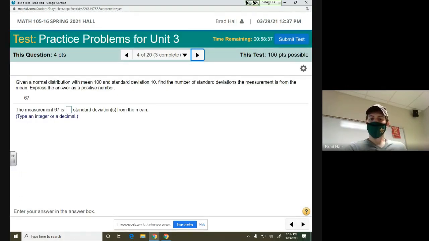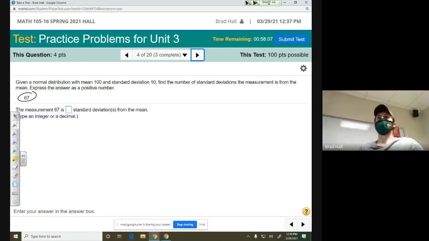Okay, we have a normal distribution with a mean of 100 and a standard deviation of 10. Find the number of standard deviations this measure of 67 is from the mean. So if we have some measure like 67, how do we figure out how many standard deviations it is from the mean? Do you subtract it from the mean? So we're going to subtract. There is going to be a subtraction between the values.